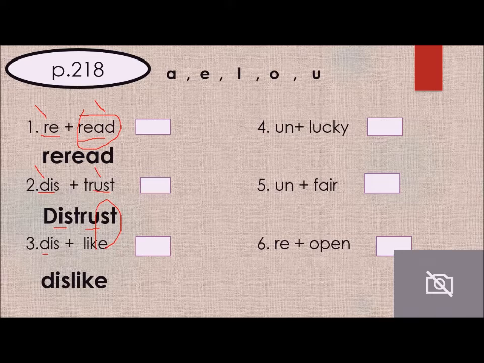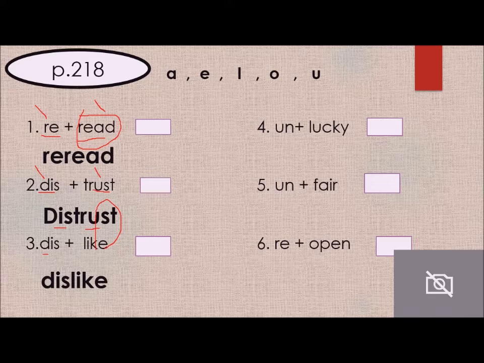What about the vowel E? The vowel E is a magical E, and always the magical E is silent. Okay? How did we know that it's a magical E? Because the I here is long, because we have two vowels.